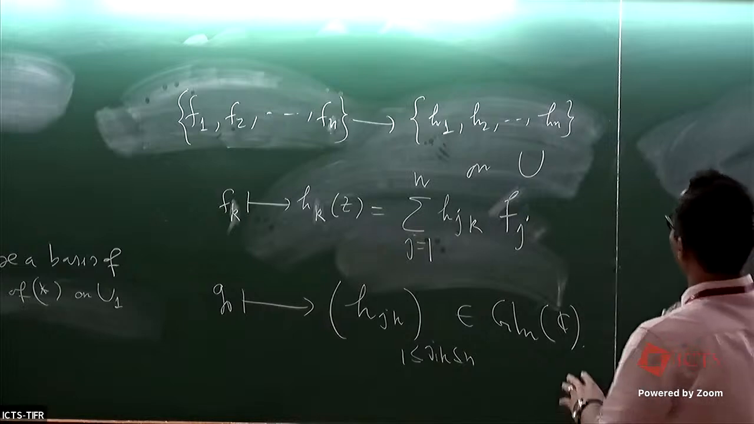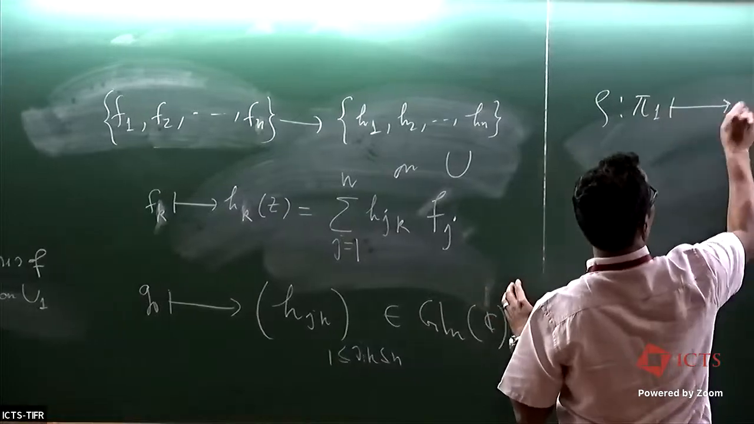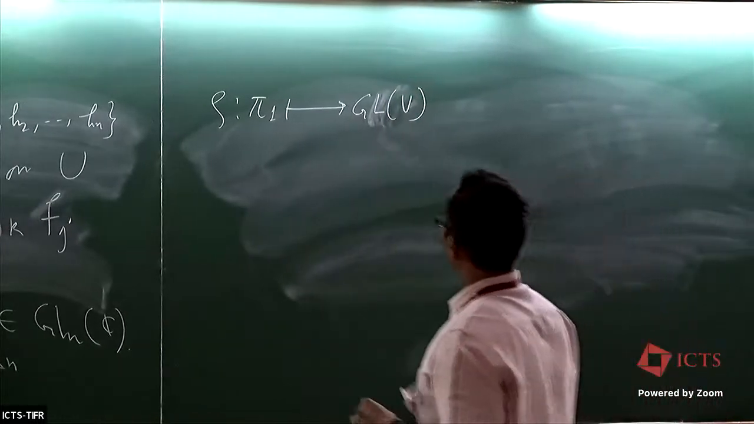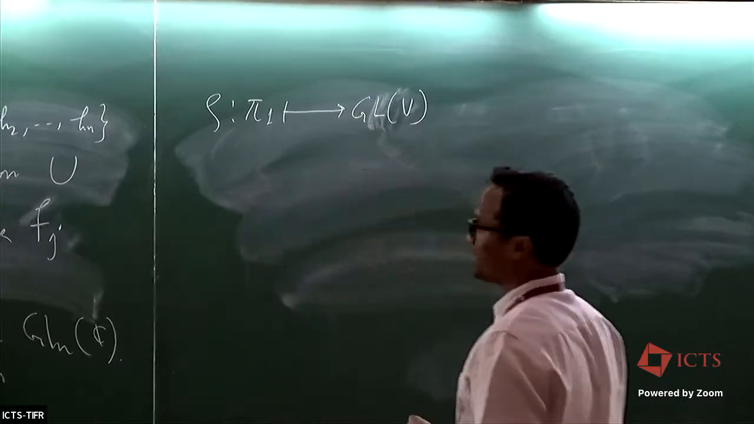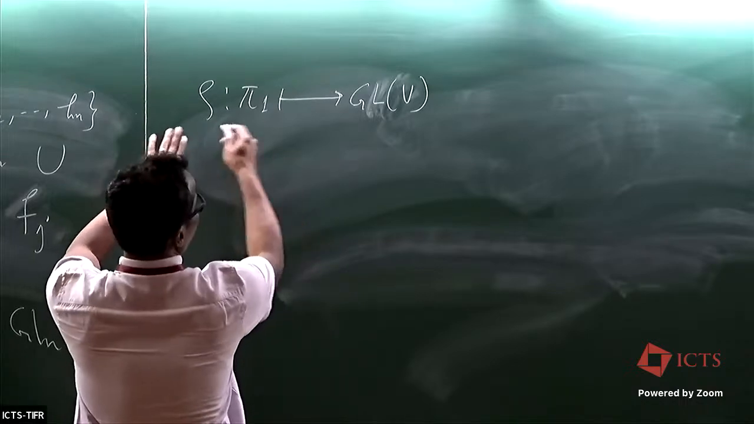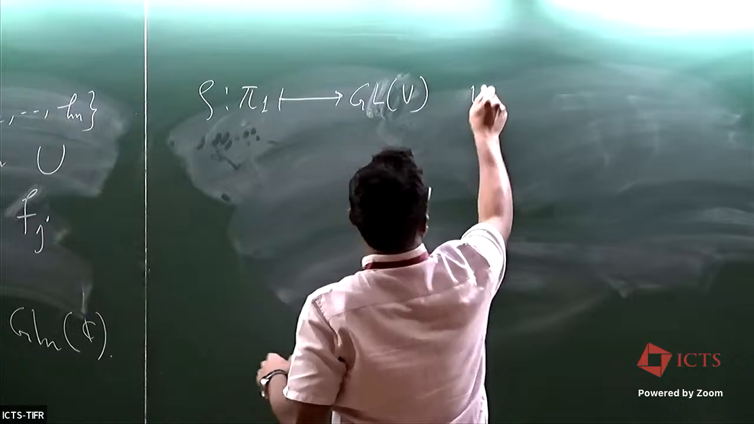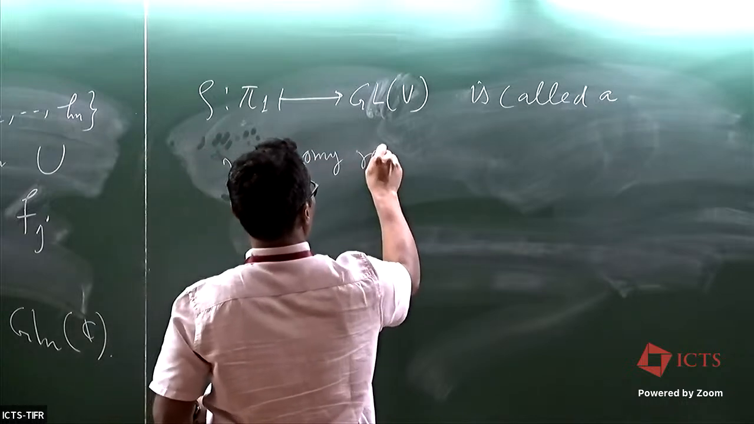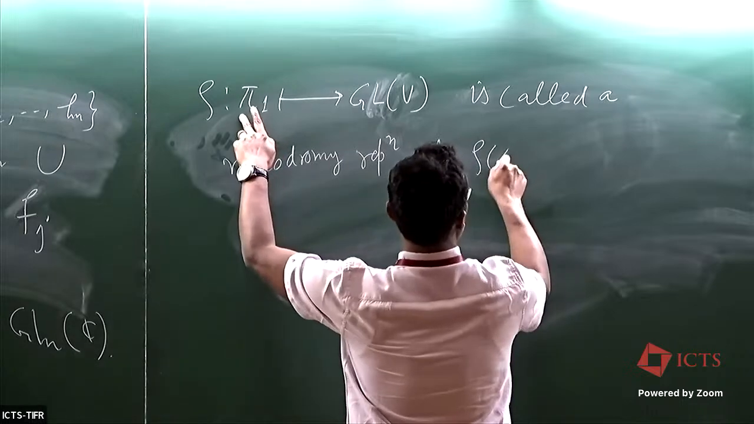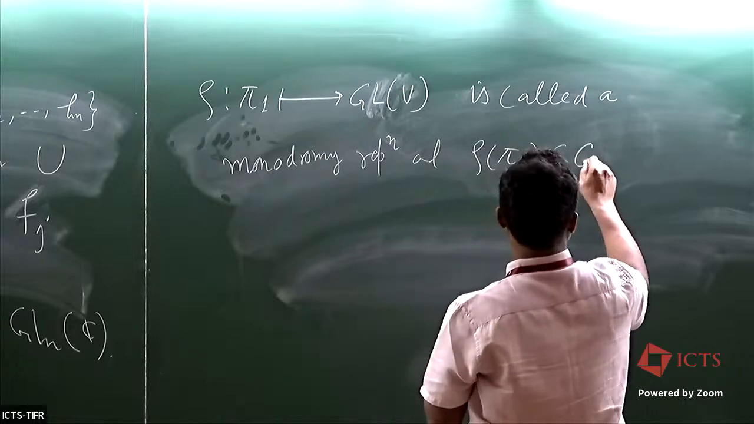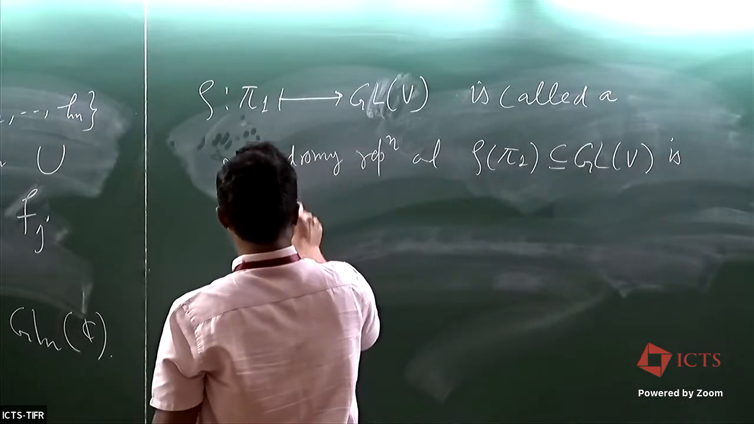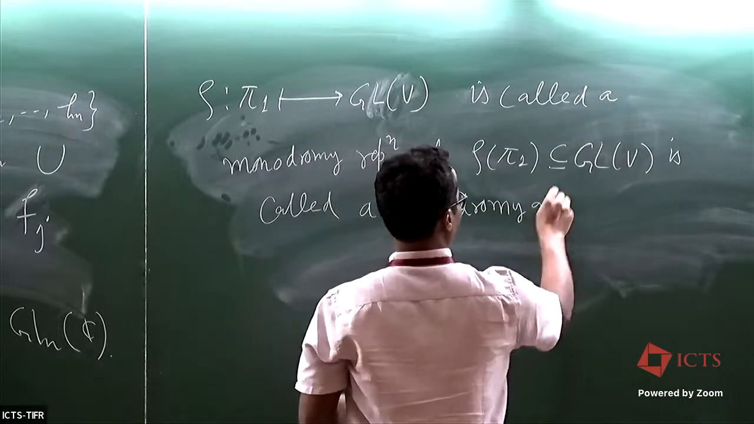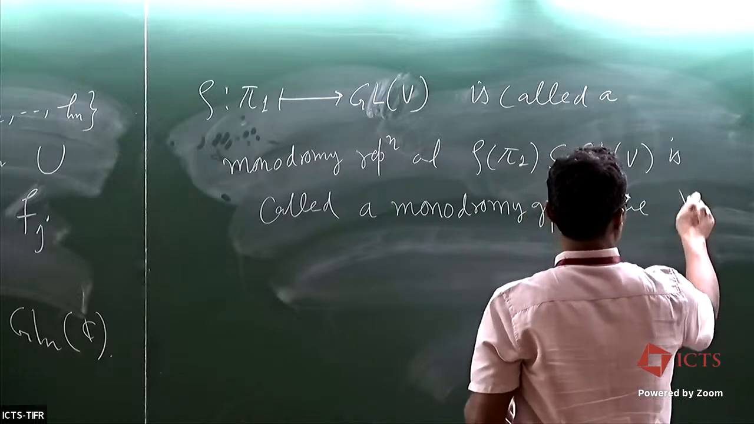Okay. So this is how we define the monodromy. This is how I get a representation rho of pi 1 to GL(V), or let me just write GL(V). Of course, this is the same as GL(n, C) if you fix a basis. So this representation rho that we just got is called a monodromy representation, and the image of pi 1 under rho, a subgroup of GL(V), is called a monodromy group of the hypergeometric equation star.